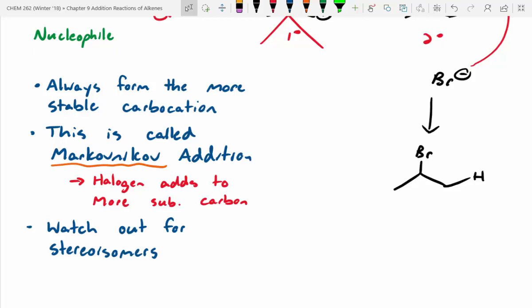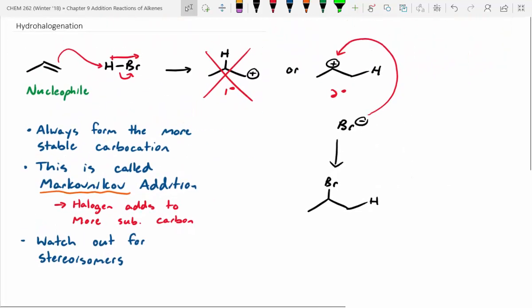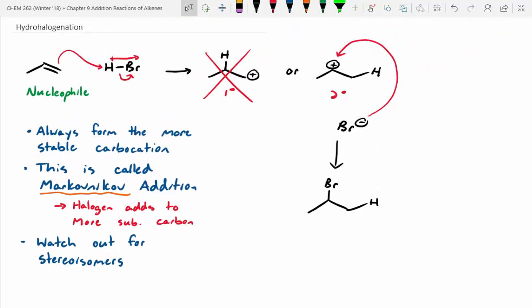Yep? Sorry, it's a little while back. Did you say that it's all halogens except for fluorine? Yeah, so all of these acids that we use are HBr, HCl, HI, but not HF. HF we really don't observe for this reaction.